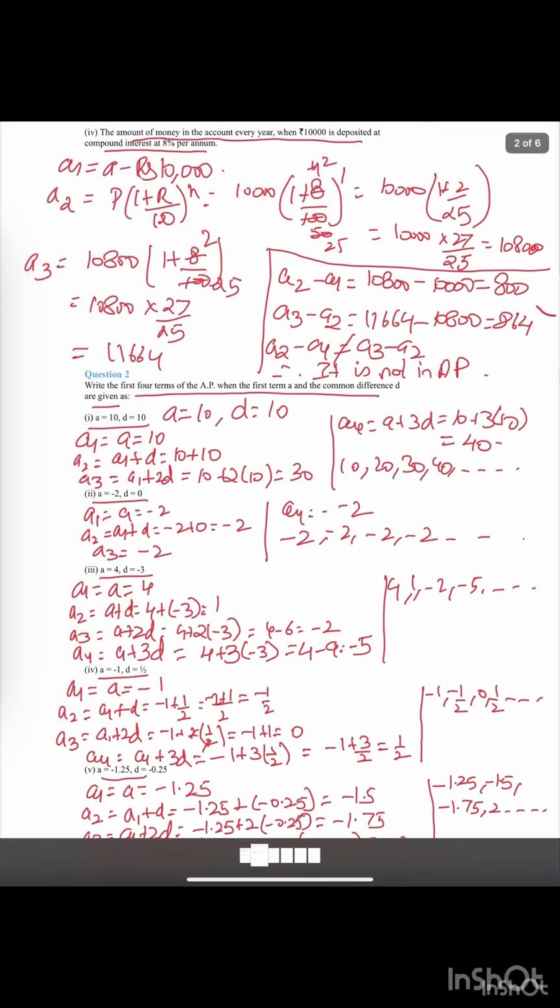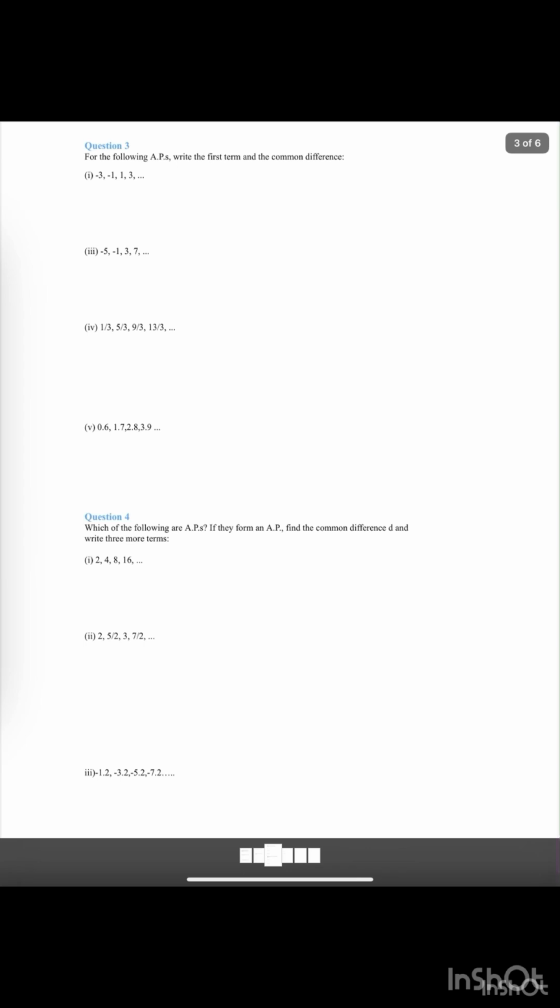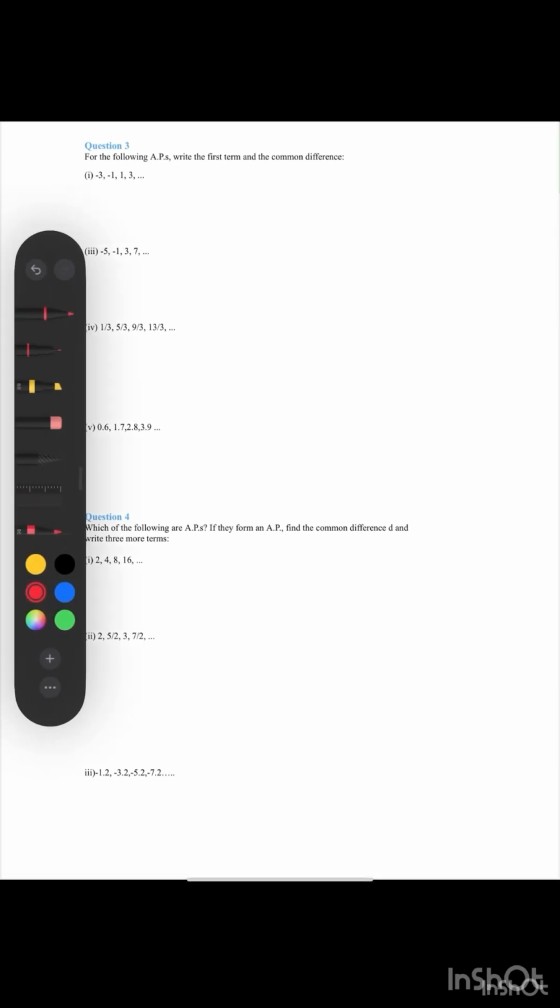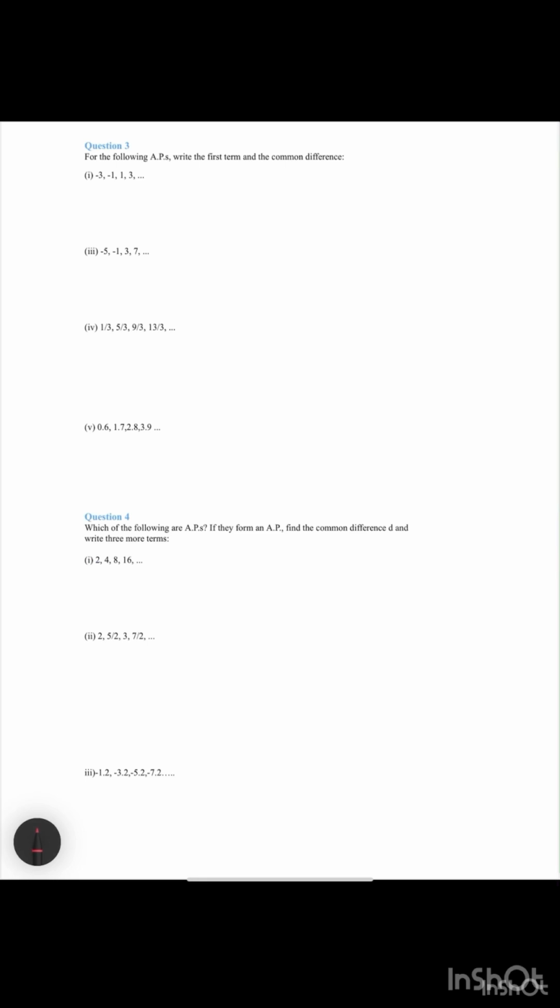Now the next question that we have is that in the following AP you have to find out the first term and the common difference. If you see over here, the first AP is minus 3, minus 1, 1, 3. So over here, first term, that is A, is minus 3. We have to find out D also. D is the difference between two terms, that is A2 minus A1. A2 over here is minus 1, minus of minus 3. So the answer will become minus 1 plus 3, that is 2. First term is minus 3 and the difference is 2 over here.